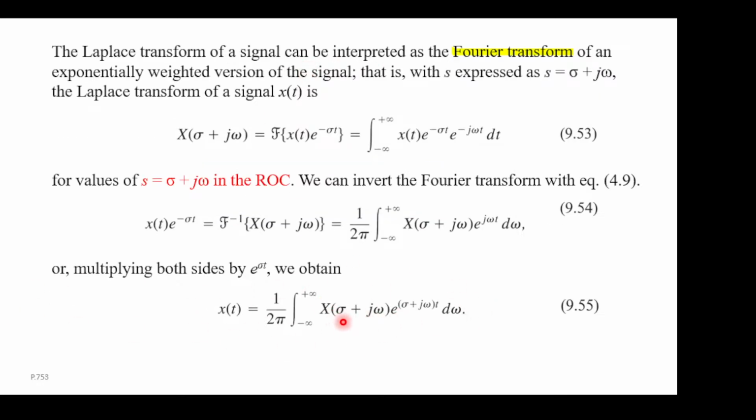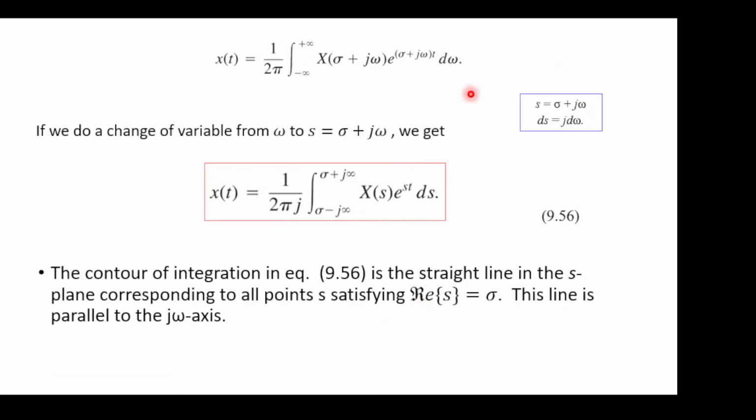Now you see this is sigma plus j omega, sigma plus j omega. Then you think maybe we should change this back to s. So we change our variable. Remember the variable is omega here, and we go back to s. It's a bit weird, since it's a complex variable now. So s equals sigma plus j omega, then ds equals j d omega, so d omega is 1 over j times ds.